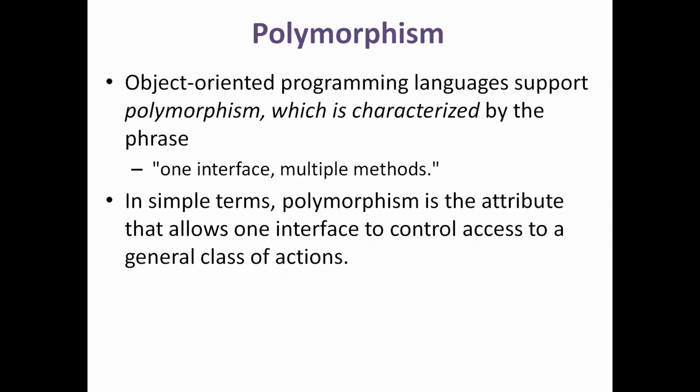The next important concept of OOPS is called polymorphism. Object-oriented programming languages support polymorphism, which is characterized by the phrase one interface, multiple methods. I'm going to show you an example for that. In simple terms, polymorphism is the attribute that allows one interface to control access to a general class of actions.